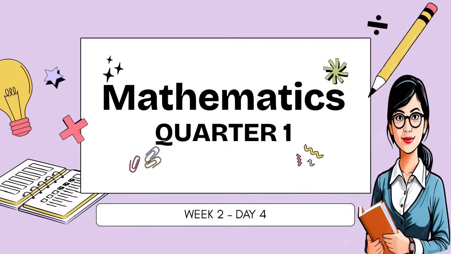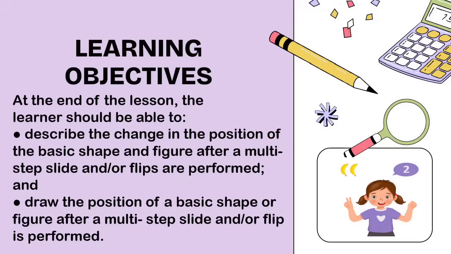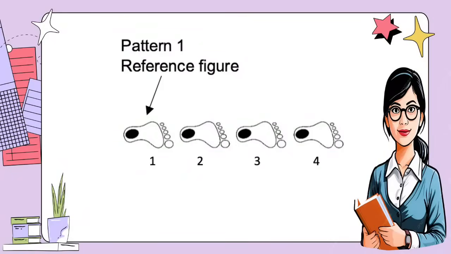Day 4. Learning objectives. At the end of the lesson, the learner should be able to describe the change in the position of the basic shapes and figures after a multi-step slide or flips are performed, and draw the position of a basic shape or figure after a multi-step slide and/or flip is performed. Students, determine whether the foot slides, flips, or both, and in which direction.